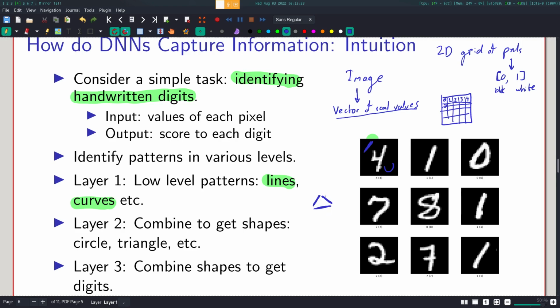So it can get that information and combine it to form somewhat higher level things, like shapes: a triangle, a circle, and so on. Maybe it can combine three curves that look like this to form something that is roughly a circle, or three lines like this to get something that is roughly a triangle. So intuitively we can think that the second layer is combining the information from the first layer, which has very simple lines, curves, and so on, to make circles and triangles and so on, right?